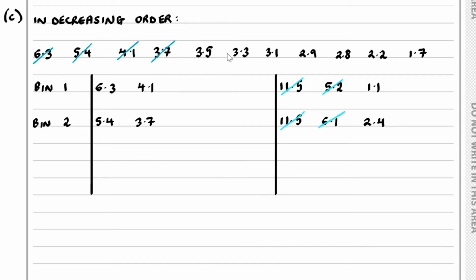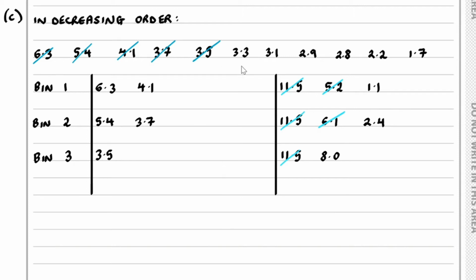Let's take a look at the 3.5. There's not enough space in bin 1. There's not enough space in bin 2. So we need to open up a new bin, bin 3. It has space 11.5. We place the 3.5 into bin 3. So if we do that, the remaining space, 11.5 take away 3.5, that's 8.0.